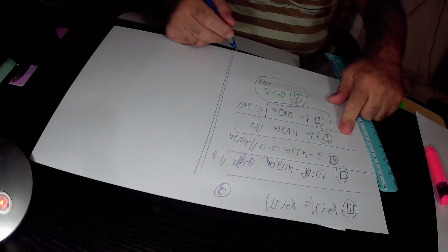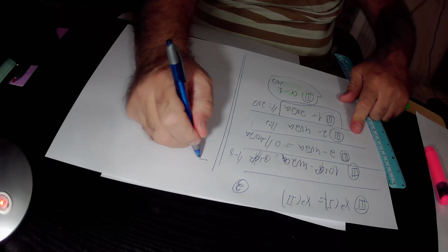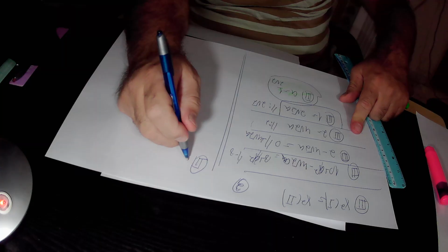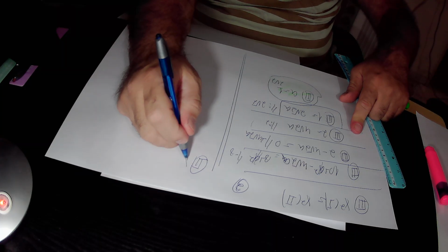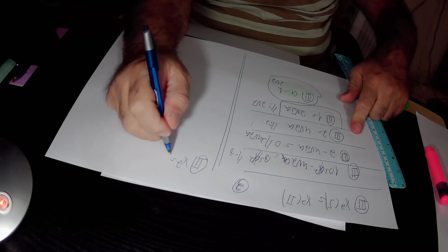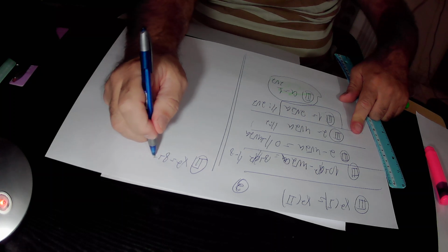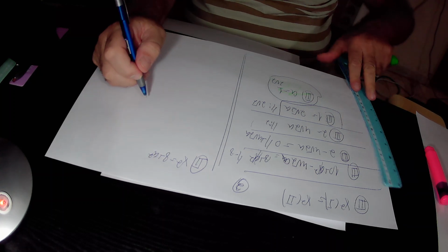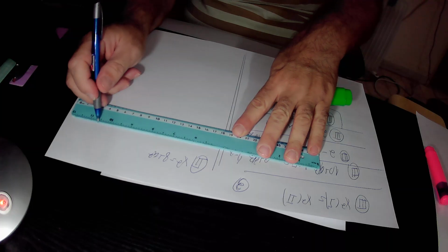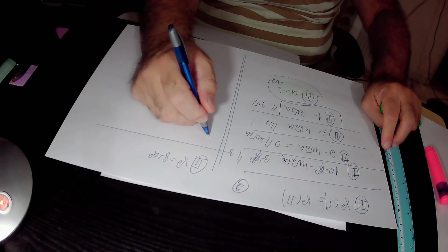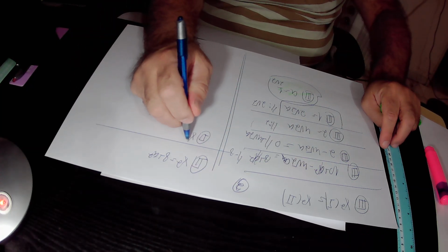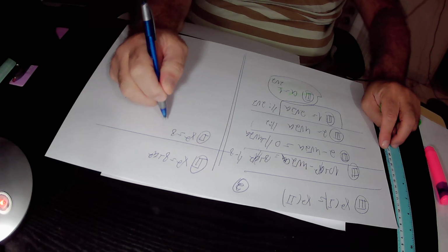According to equation 2, we found out that x squared equals 8 plus a squared. So x squared equals 8 plus a squared.